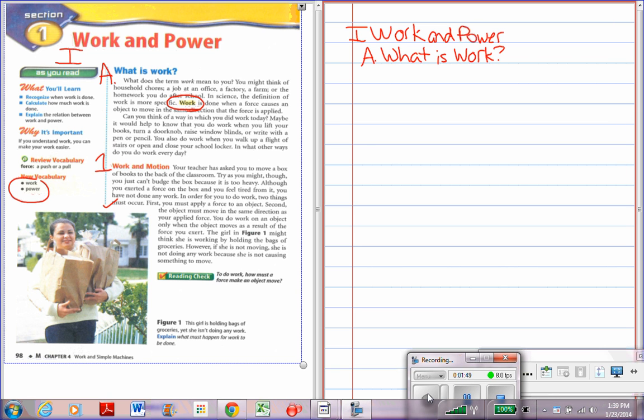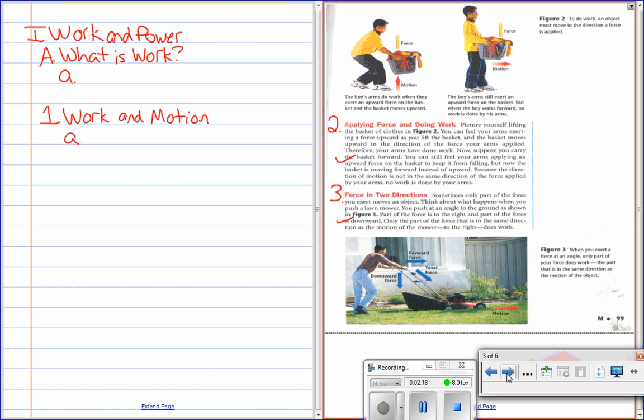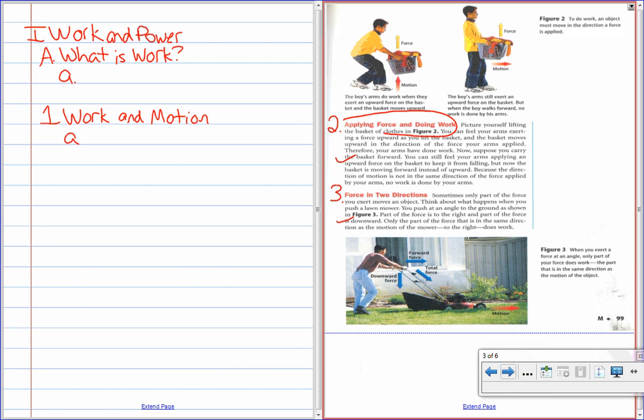Okay, we have a definition there. So we're going to have a lowercase a, skip 2 lines, and then we're going to have number 1. Our red heading is work and motion. Okay, we're going to pull one fact out of this section, and then we're going to go to the next page where we have our next red heading, which is applying force in doing work. Let's skip 2 empty lines.